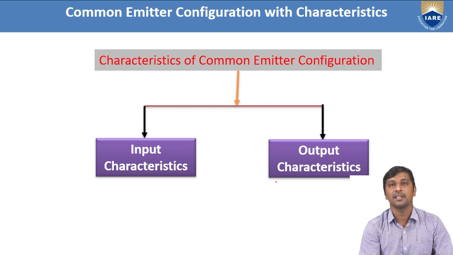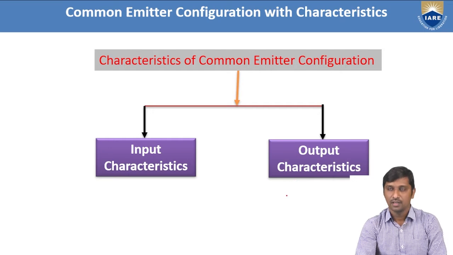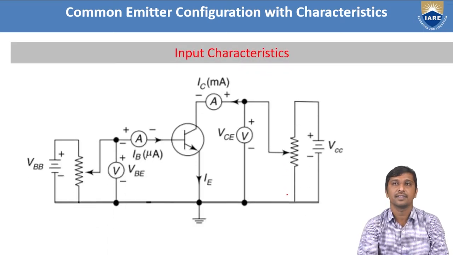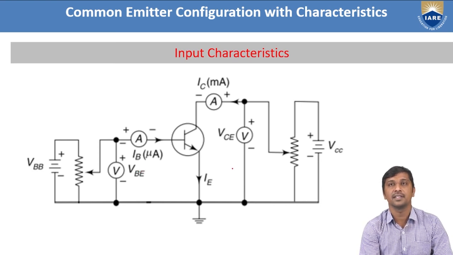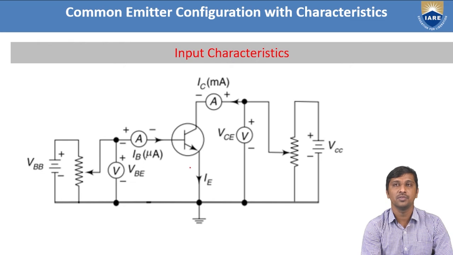Similarly, we identify the parameters across the output junction, and that indicates the output characteristics of your BJT under the common emitter configuration. Here I use some devices to measure the input parameters as well as the output parameters, and we use the same biasing approach: the input junction should be forward biased and the output junction should be reverse biased.